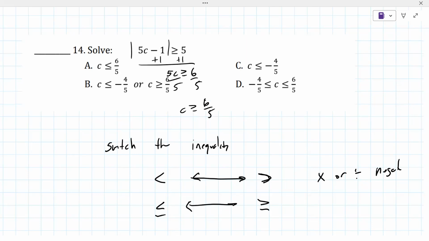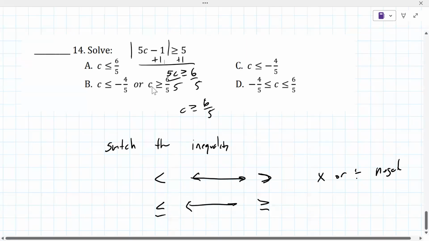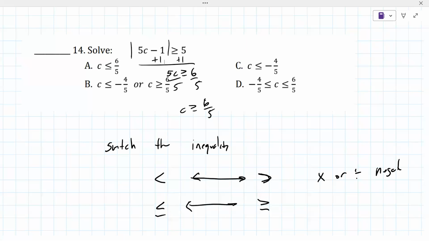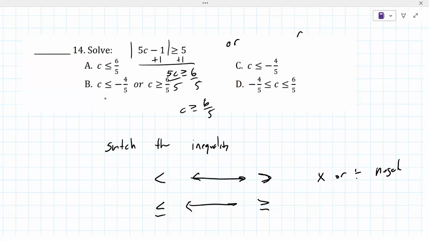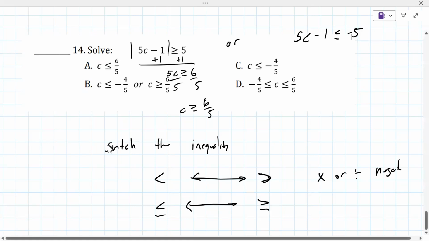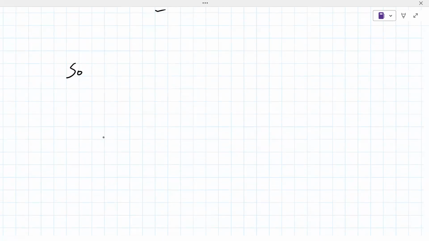I noticed on a couple other ones, did you have some absolute value inequalities? Yeah. Okay, we should maybe do a few more of those. So you're right, it ends up being two because the or is 5c minus one less than or equal to -5. And you got the other one there. All right. Let's have you solve this: absolute value of 5b minus 3 less than or equal to 2.